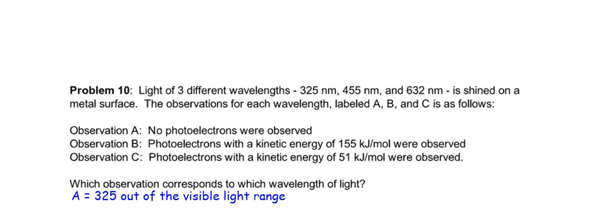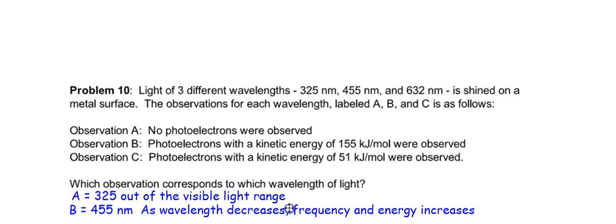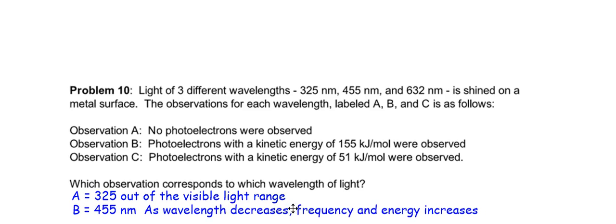All right. Well, here's a very important observation. What happens when, let's say, as energy goes up, what happens to wavelength? Wavelength goes down. All right. So I wrote as wavelength decreases, frequency and energy increases. So this has the greater energy, so it must have the lower wavelength. And that does make sense because that's probably in the violet range, and violet has the greater amount of energy.